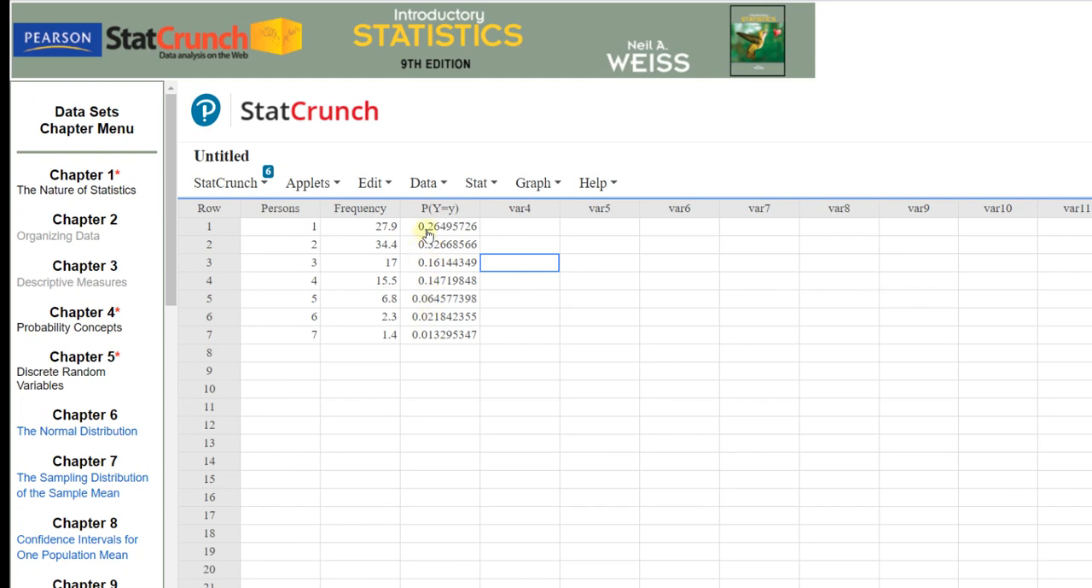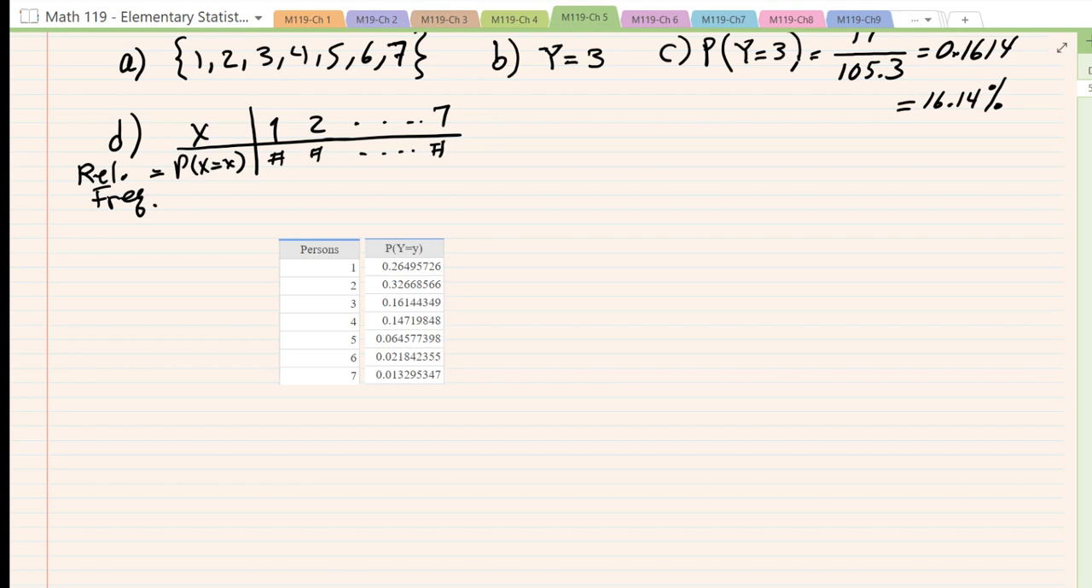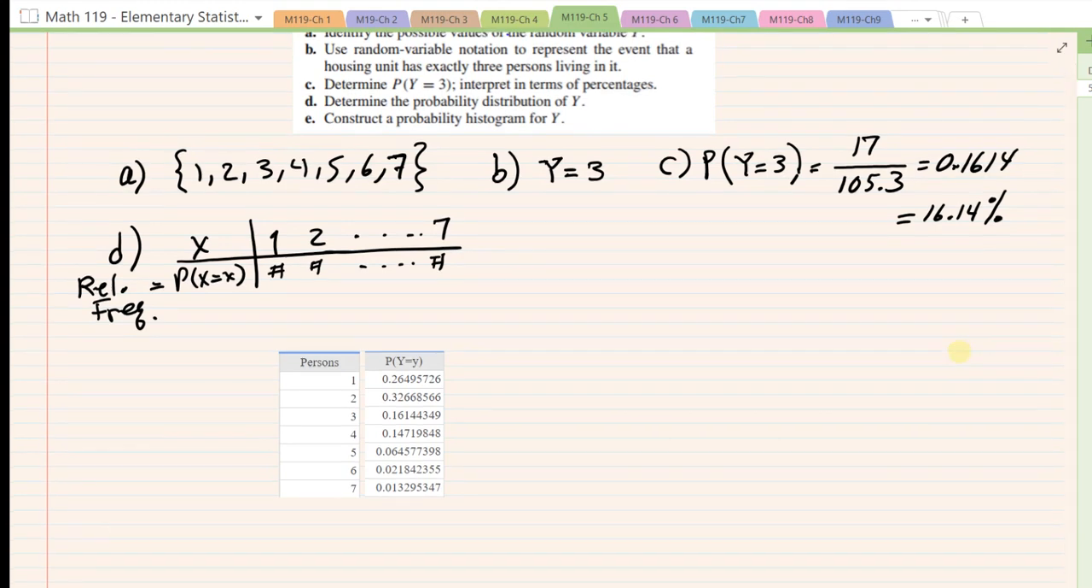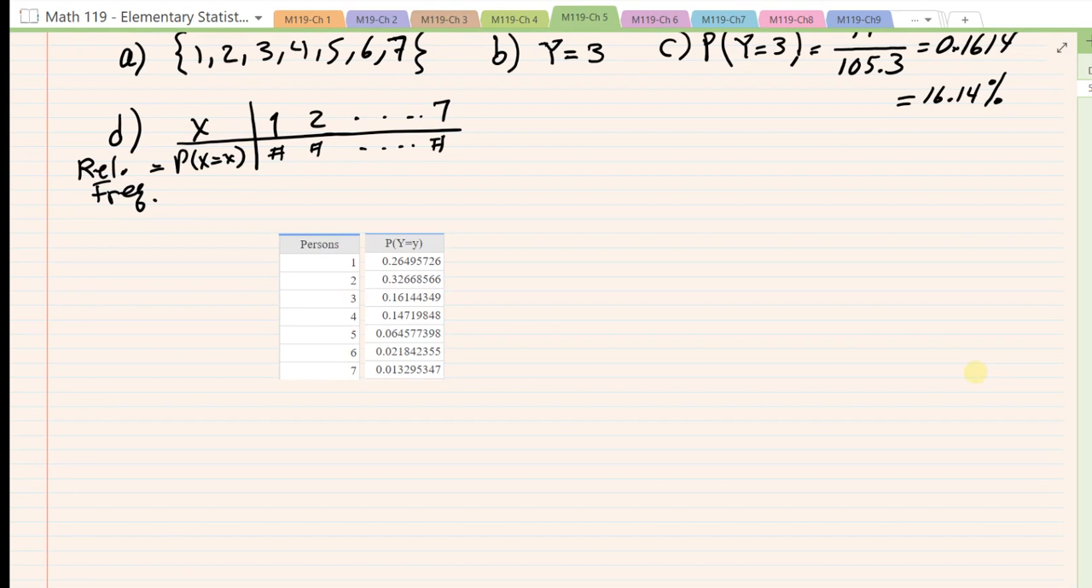Okay, so I'm just going to copy these two columns and bring them over to my notebook. Okay, and there they are. So this would be the answer to part D of the exercise, determine the probability distribution. Notice how the probabilities are relative frequencies that we obtained from the data.